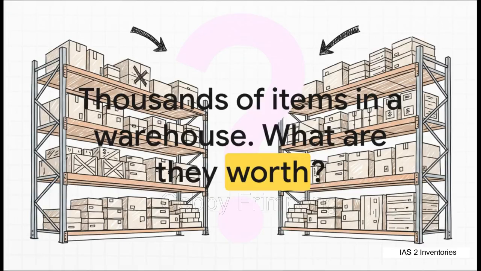Picture this: you are standing in a massive warehouse and it's just packed floor to ceiling with products. The question, and the only one that IAS 2 is literally built to answer, is this: how on earth do you put a single reliable number on the value of all that stuff?